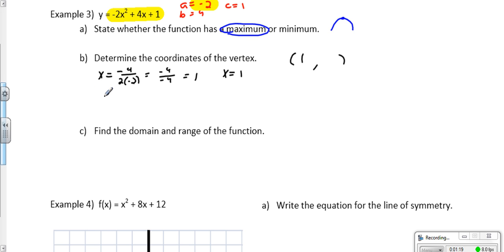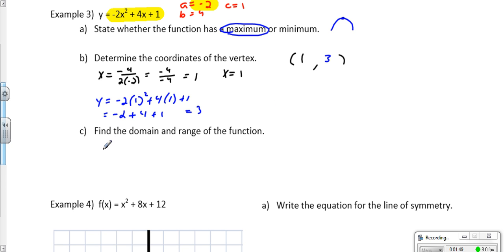Our y value is found by taking that value for x and plugging it in to the equation. So that means we will get 1 squared is 1 times -2 is -2. 4 times 1 is 4 plus 1. So -2 plus 4 is 2 plus 1 is 3. And that is our y value of the coordinate.